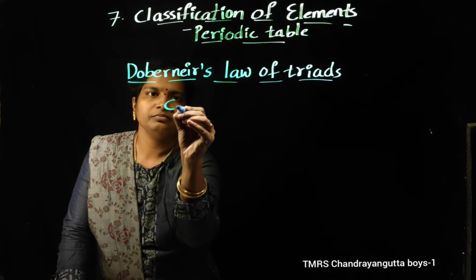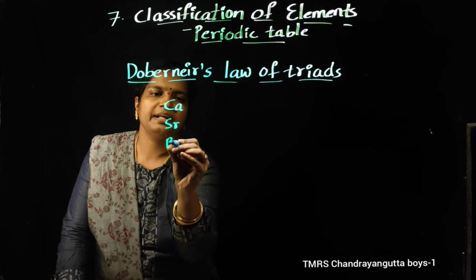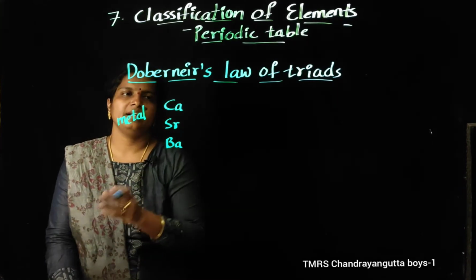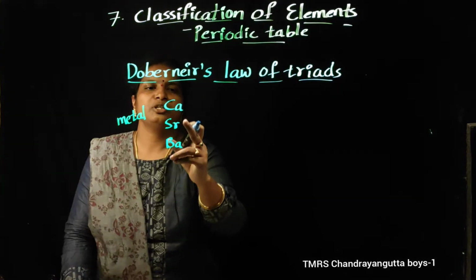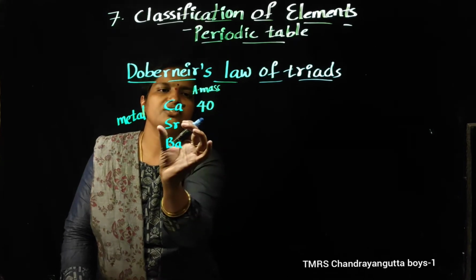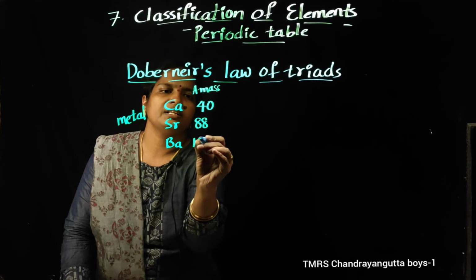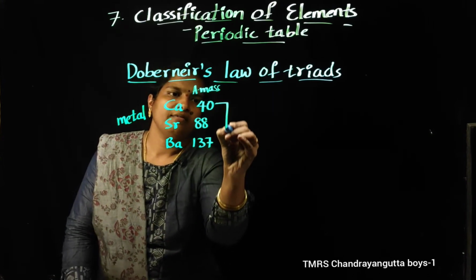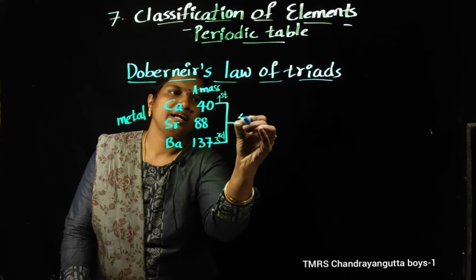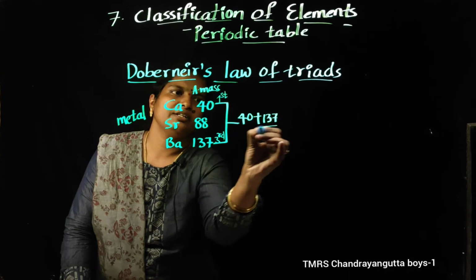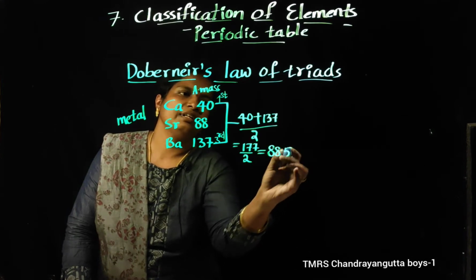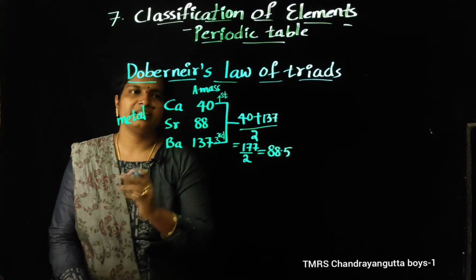First he took calcium, strontium, barium. These are metals, and their appearance and chemical reactions are all the same. What is the atomic mass of calcium? That is 40. Strontium is 88, barium is 137. The average between the first and third elements: 40 plus 137, divided by 2, is 177 by 2, which equals 88.5. It is nearly equal to the atomic mass of strontium, the second element.